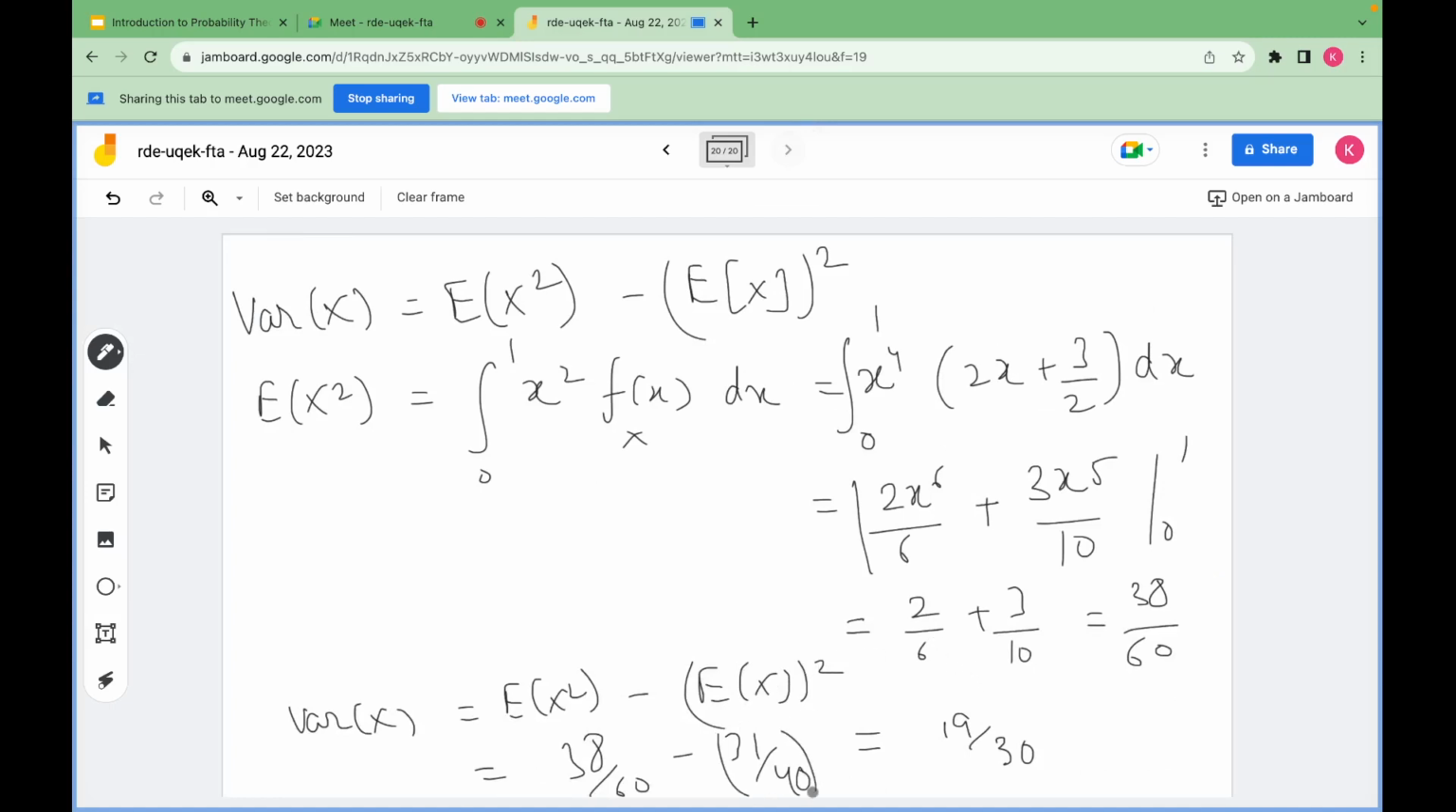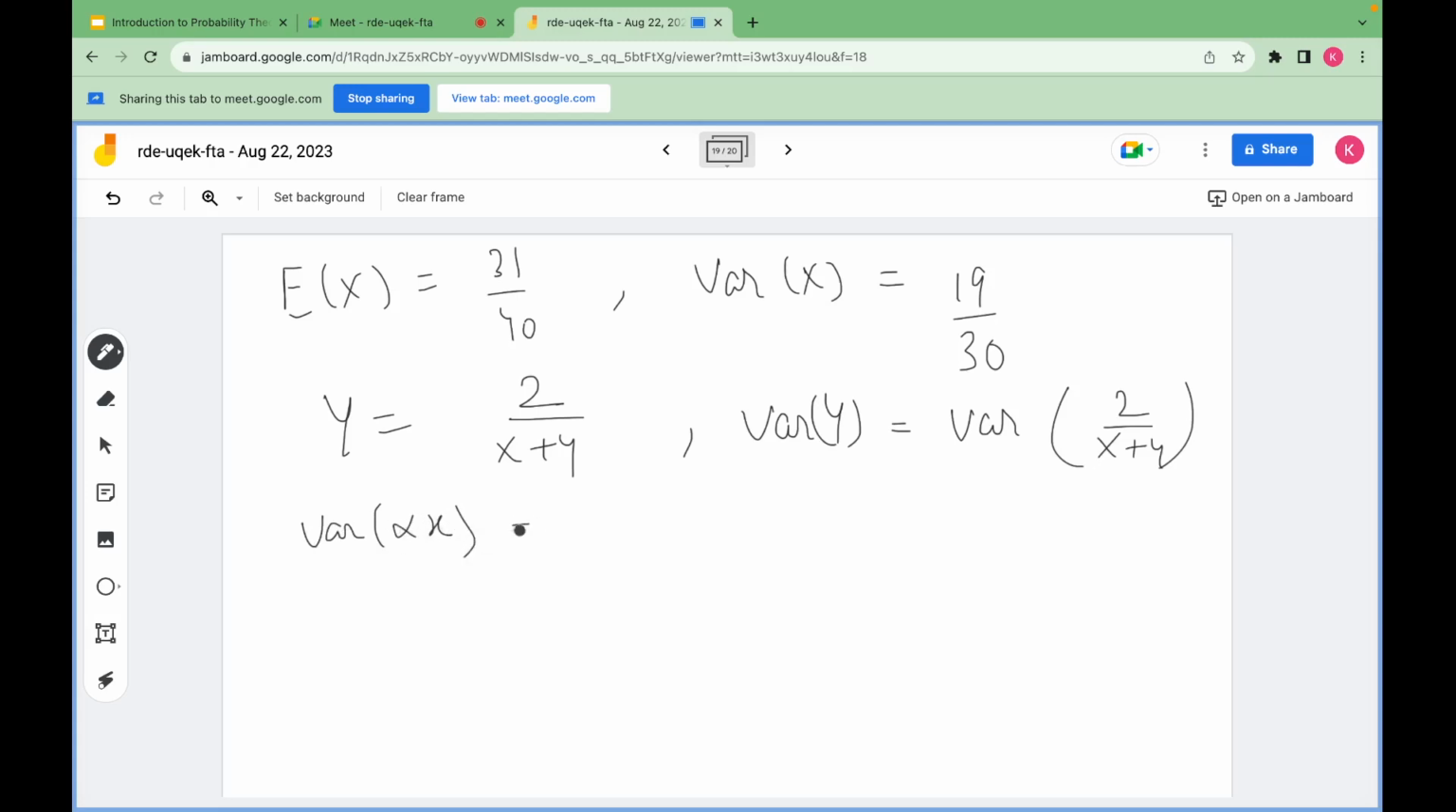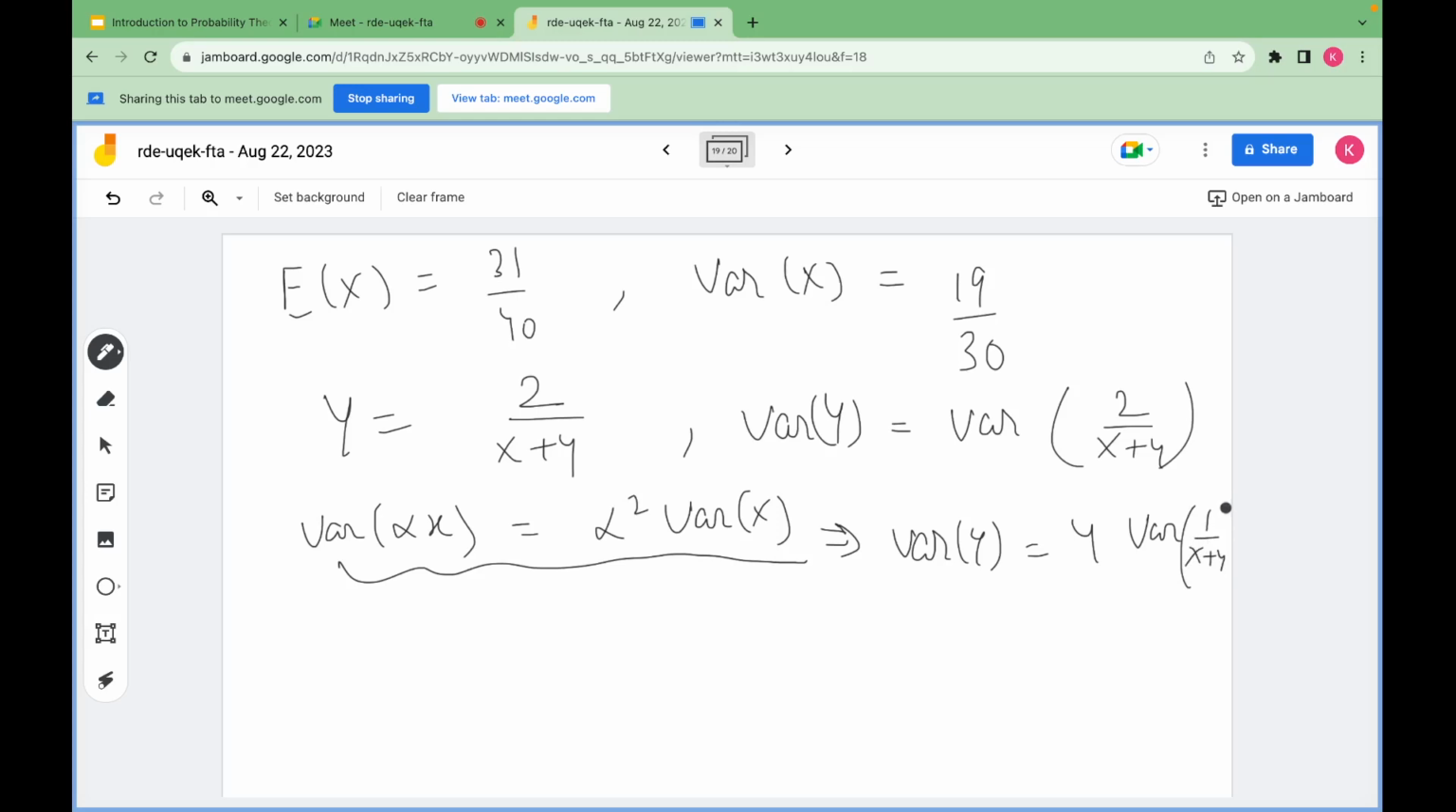So this is whole square. Now y is given as 2x plus 4. So the variance of y is equal to the variance of 2x plus 4. This 2 is a constant, and we know that variance of alpha x is equal to alpha square variance of x. So using this property, we can write that variance of y is 4 variance of 1 by x plus 4.